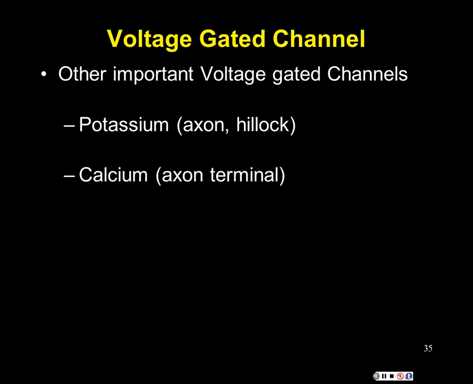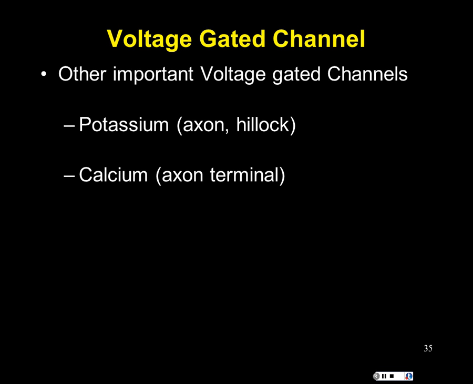Other voltage-gated channels we'll use this semester include potassium and calcium gated channels. The potassium at the nerve is concentrated at the axon and also the hillock. Calcium you'll find in greater concentration at the nerve axon terminal, which has something to do with what? The release of the neurotransmitter, but we'll also see it in our skeletal muscles and our other muscles as well. But right now at the nervous system, the voltage-gated calcium channels are at the axon terminal.